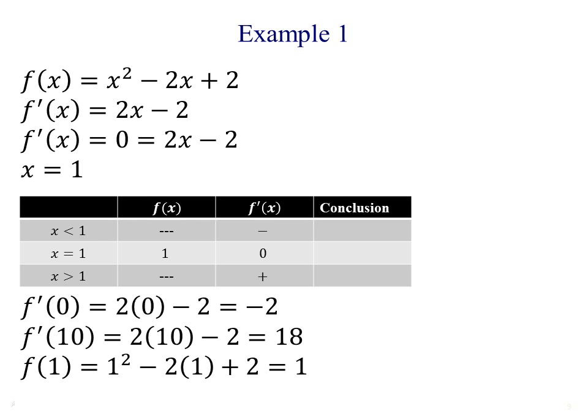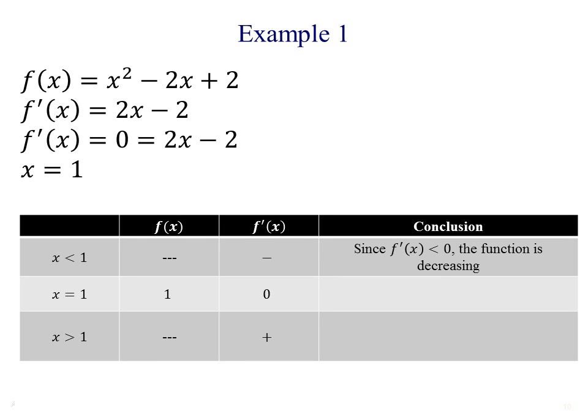Next, I test a point greater than 1. Shown is x equals 10, but you can pick any point you want. Again, we're not interested in the actual value of the derivative itself. All we care about is the sign. In this case, at 10, the derivative has a value of positive 18, so we indicate a positive for the derivative column at the interval x is greater than 1.